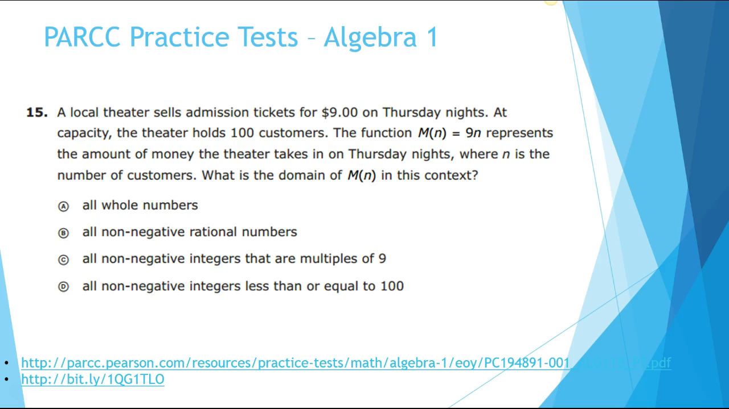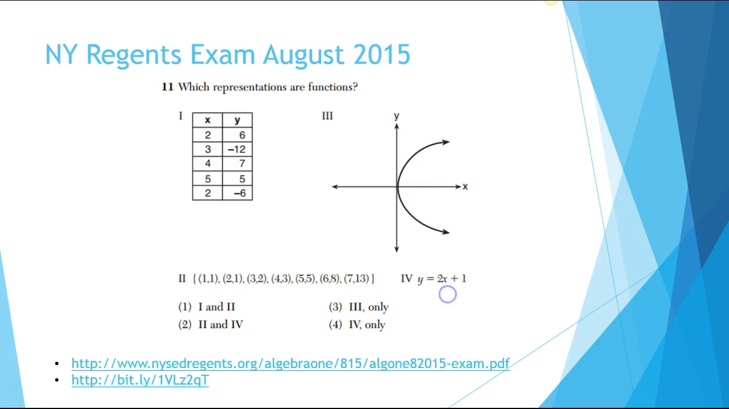So they really need to understand that domain is that input, and so that they need to be non-negative, because obviously we can't have negative people, and they need to be less than or equal to 100. And so understanding all of these things about domain, this is what we're going to discuss today, as well as the previous examples.